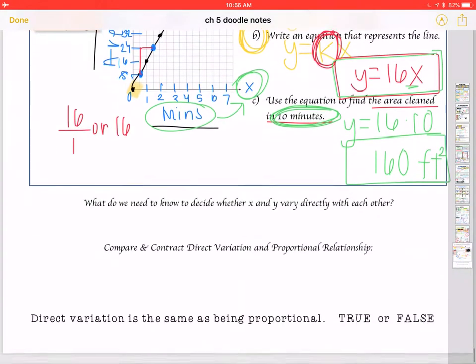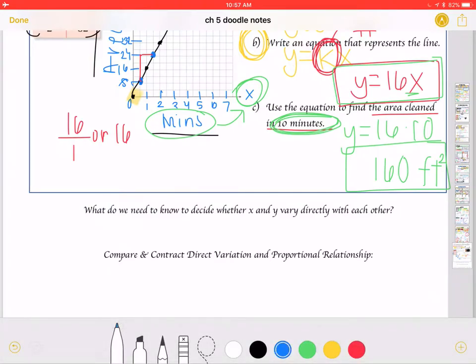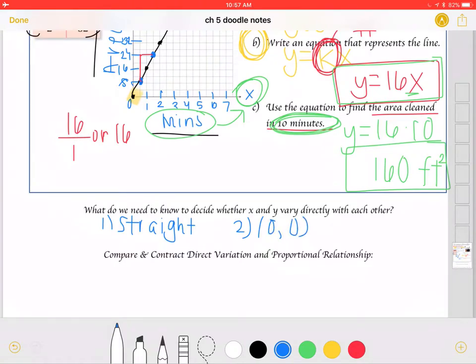Nice work. All right, lastly, real quick, let's go through these questions. What do we need to know to decide whether x and y vary directly with each other? We need to know first, will the graph be straight? And we also need to know, will it go through the origin? Straight and through the origin, or through the point (0, 0). So I'm going to kind of abbreviate here, but write as much down as you need to.